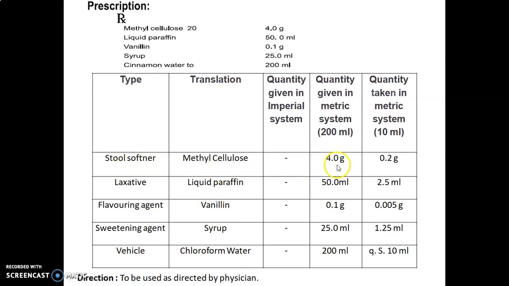Quantity given in the metric system is 4 grams. So quantity taken, calculated with the help of the factor, is 0.2 gram. Liquid paraffin is used as a laxative. Quantity given 50 ml, taken 2.5 ml. Vanillin, a flavoring agent, quantity given 0.1 gram, so quantity taken 0.005 gram. Syrup, used as a sweetening agent, quantity given 25 ml, so quantity taken 1.25 ml. And chloroform water, which is used as a vehicle, quantity given in the metric system is 200 ml, so quantity taken is quantity sufficient to prepare up to 10 ml. Direction: to be used as directed by physician.